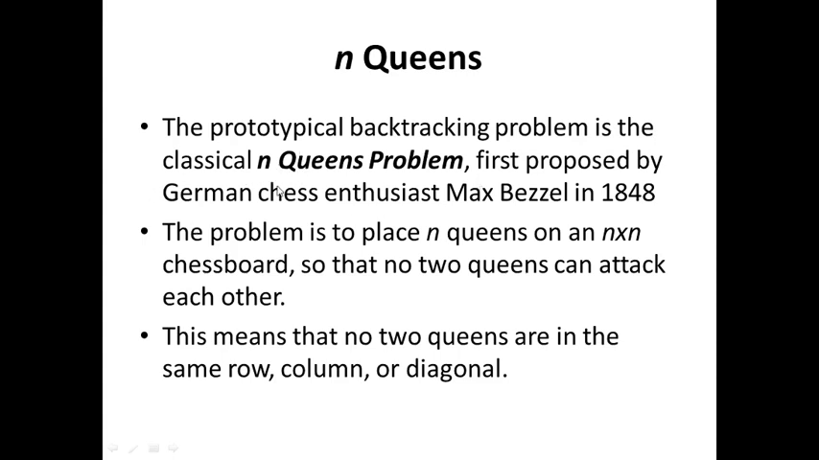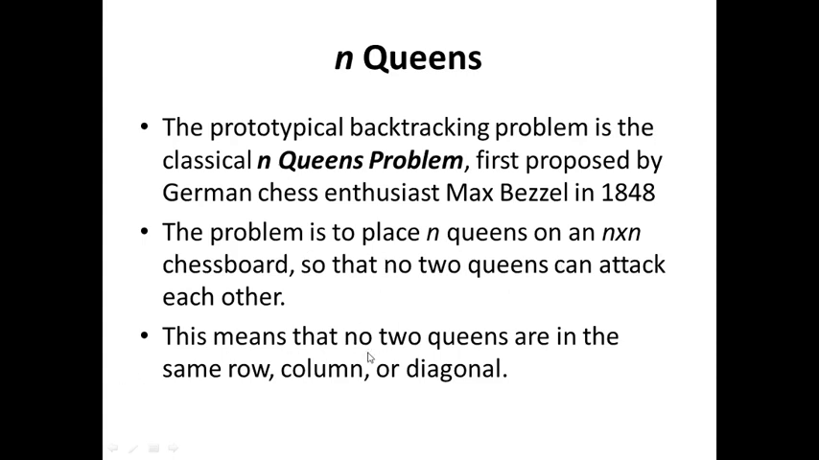This was first proposed by the German chess enthusiast Max Bezzel in 1848. The problem is quite interesting. It is to place n queens on an n by n chessboard so that no two queens can attack each other. That is the N Queens problem: placement of queens on a chessboard, and the bounding function is that no two queens can attack each other. This is the constraint, or the bounding function.